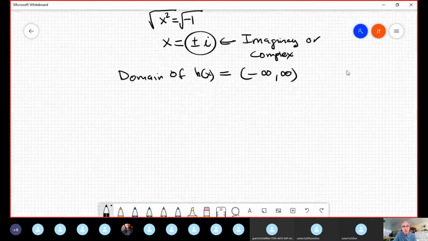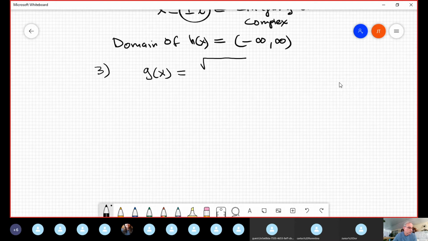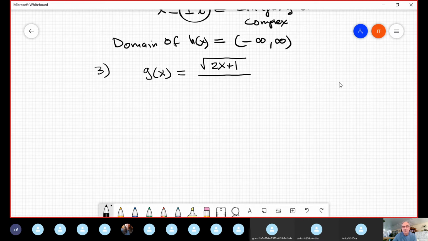One more example, number 3. Number 3 example is G, the name of it, and this is the square root of 2x plus 1 over x minus 4. Suppose this. Wow, this is more complicated because we have a radical and we have a denominator, no?